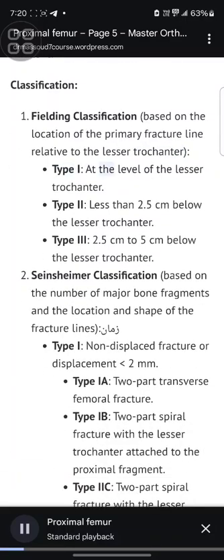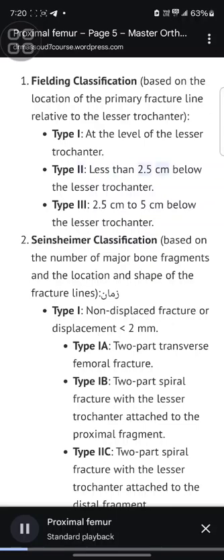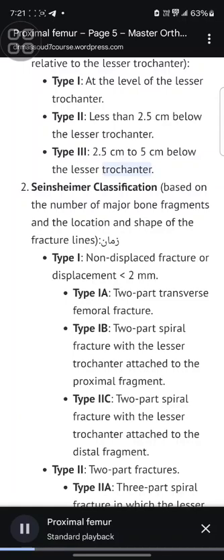Type 1. At the level of the lesser trochanter. Type 2. Less than 2.5 cm below the lesser trochanter. Type 3. 2.5 cm to 5 cm below the lesser trochanter.